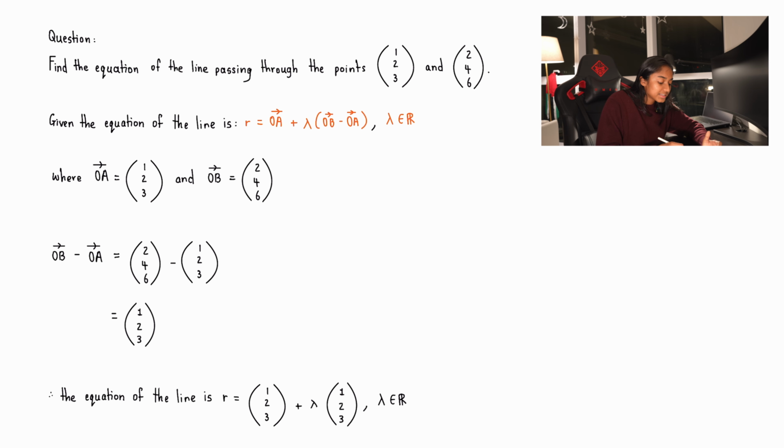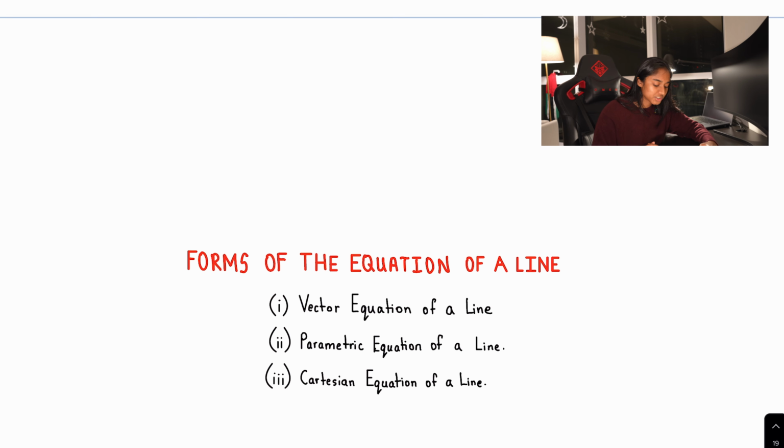The question states to find the equation of the line passing through the points (1, 2, 3) and (2, 4, 6). So we already know that the equation of the line given 2 points is as such. So OA is (1, 2, 3), OB is (2, 4, 6), and all we're going to do is firstly find this, then plug it in, and we already know what OA is, and that's how simple it is. Okay, so we have the equation of the line to be r = (1, 2, 3) + λ(1, 2, 3). Okay, so that's how you solve that question.